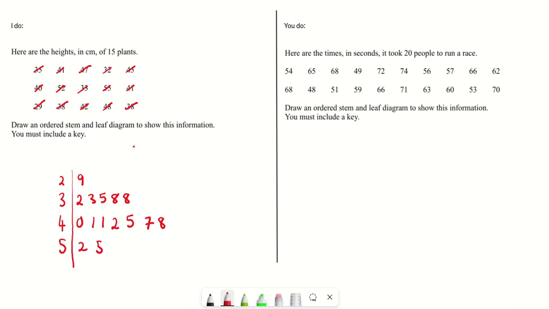Now for a key, we can write that we have 3, line and a 2, which means 32 centimeters. And that is the question complete. Please pause the video now and have a go at the second question.